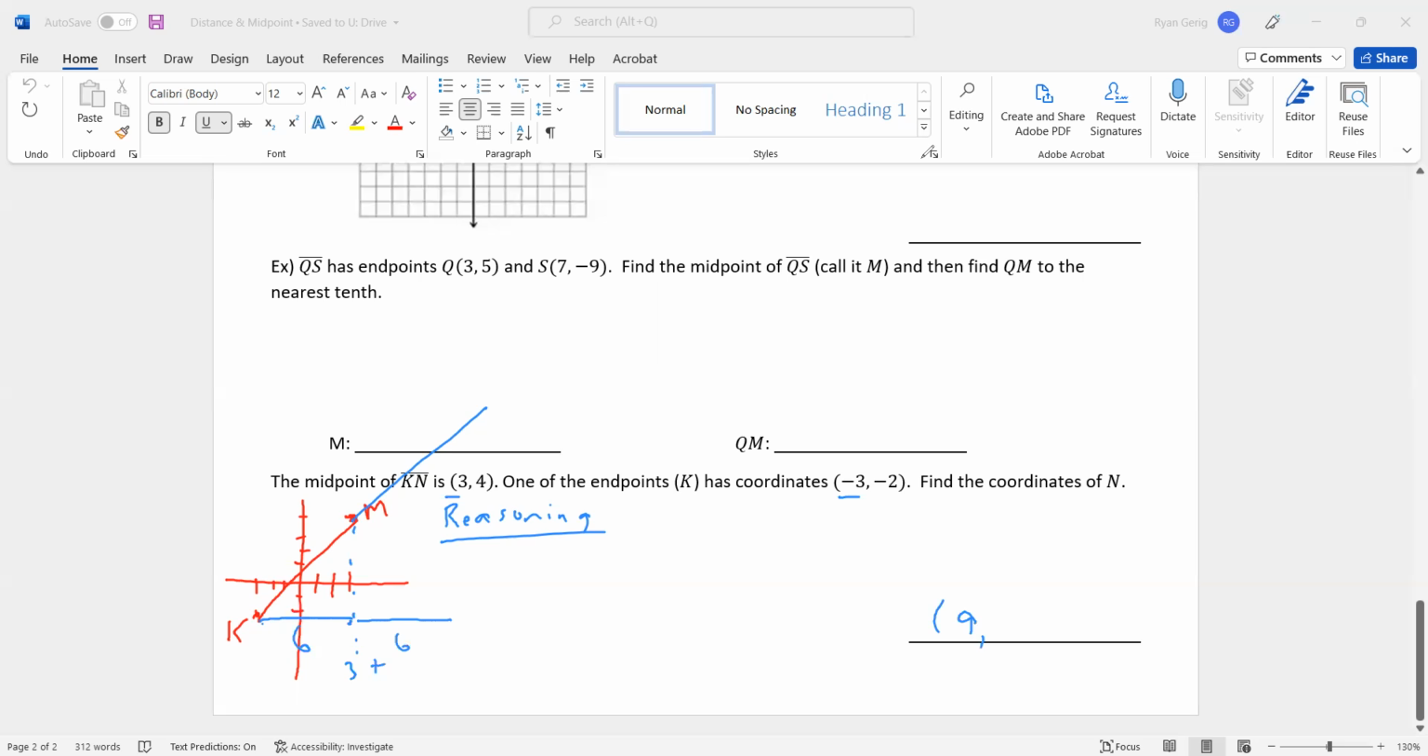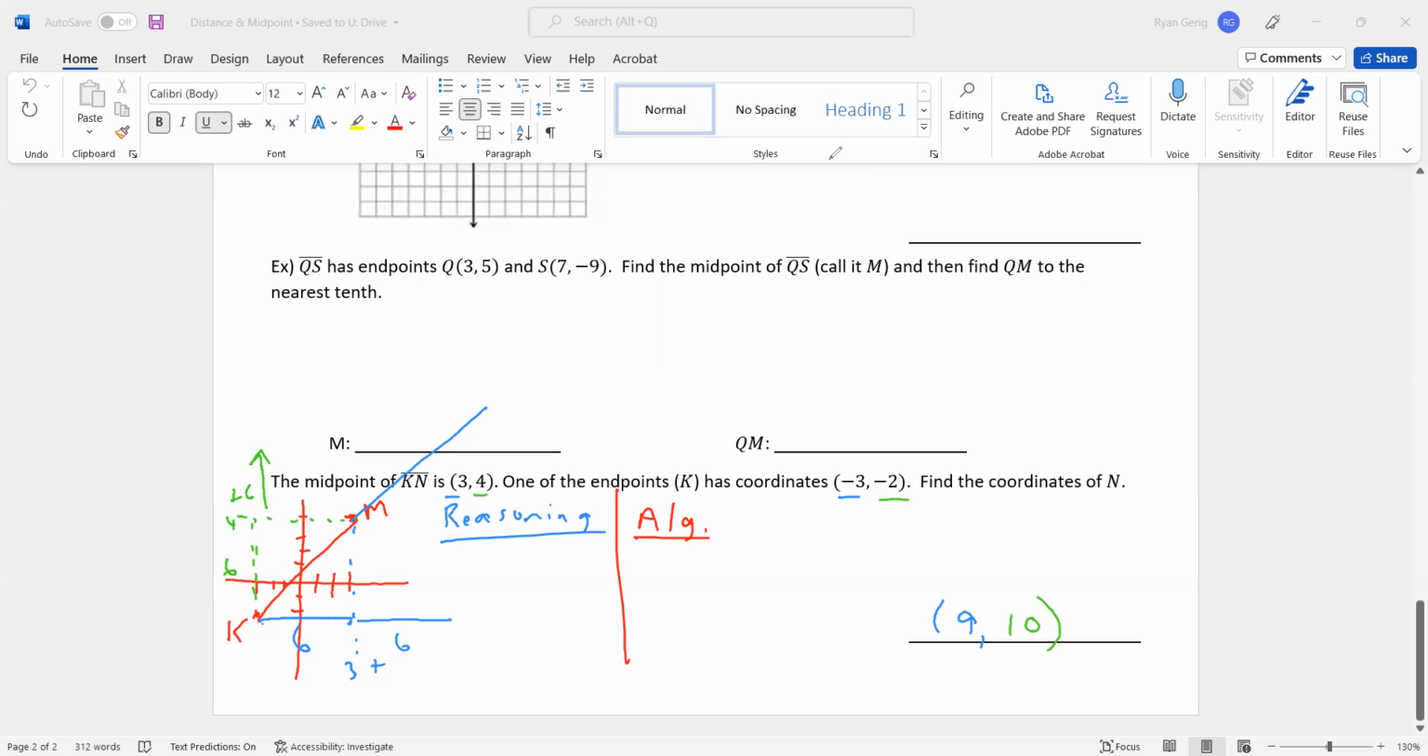The y coordinate, I started at -2 and went up to 4, right? It just happens to be the same distance here, so it's 6 as well. It doesn't always work out that way. It just happens to be that way here. And this is the number 4, and I need to go 6 more this way, which is 4 plus 6, 10. So that would be my other endpoint, (9, 10). That's the reasoning method. A lot of people don't like that method. They don't see it very well. I'm going to show you the algebraic method as well.